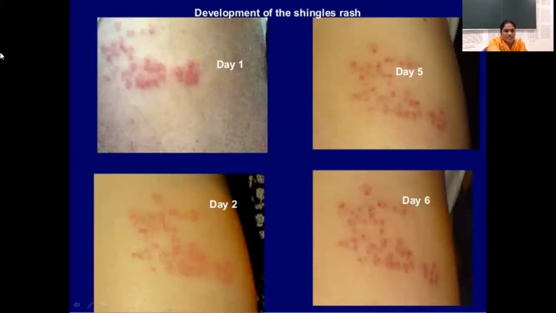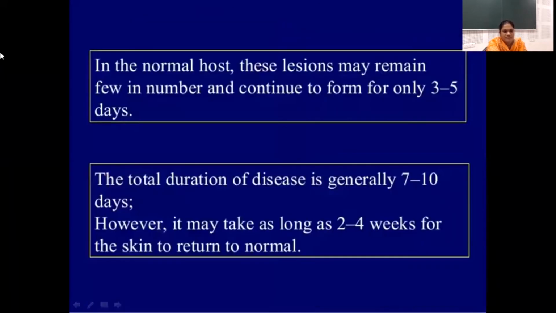So day 1 it appears like this, day 2, and by day 6 it appears like this, crusted over. In a normal host, the lesions may remain few in number and continue for only 3 to 5 days, but the total duration of the disease is generally 7 to 10 days. It may take as long as 2 to 4 weeks for the skin to return to normal.